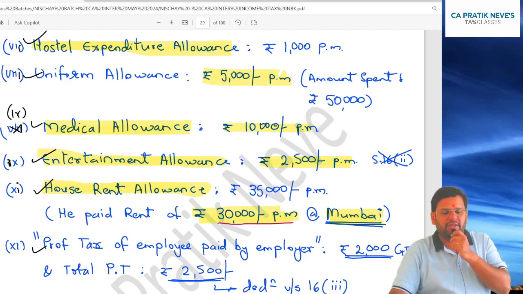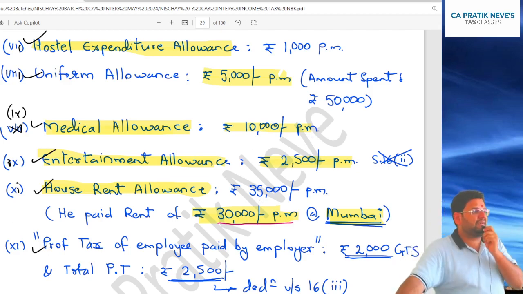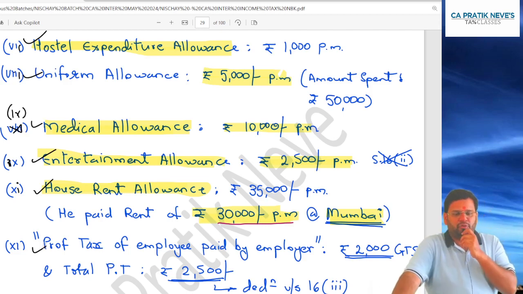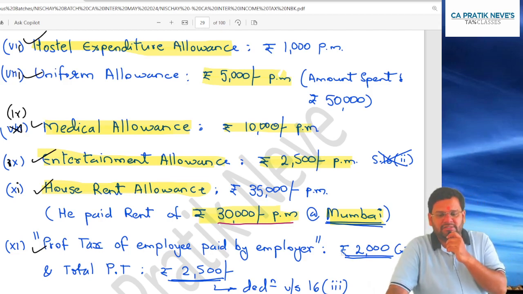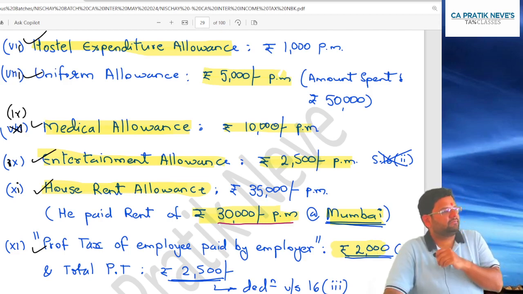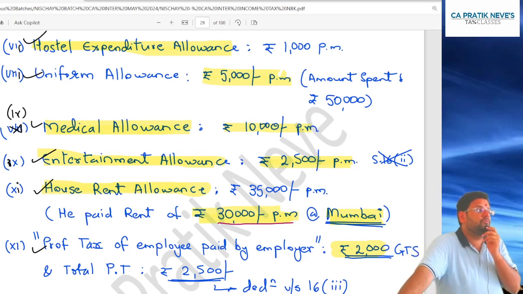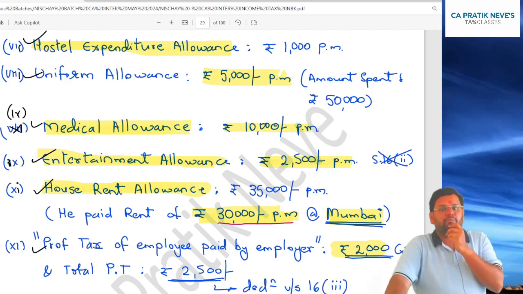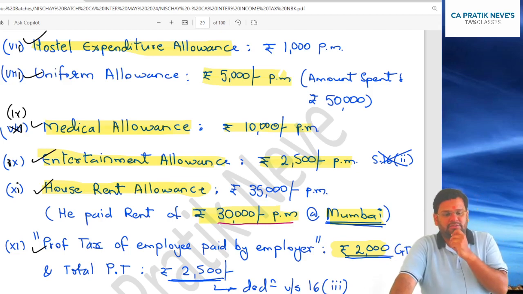Profession tax of employee. So in the state, employee has to pay PT, profession tax to the state government. So profession tax of employee paid by employer 2,000. Who had to pay this? Employee. But who paid? Employer. So this is benefit. Perquisite for whom? Employee. So this will form part of GTS, gross taxable salary. Why so? It's a benefit. Employee should have paid, but who has paid? Employer.